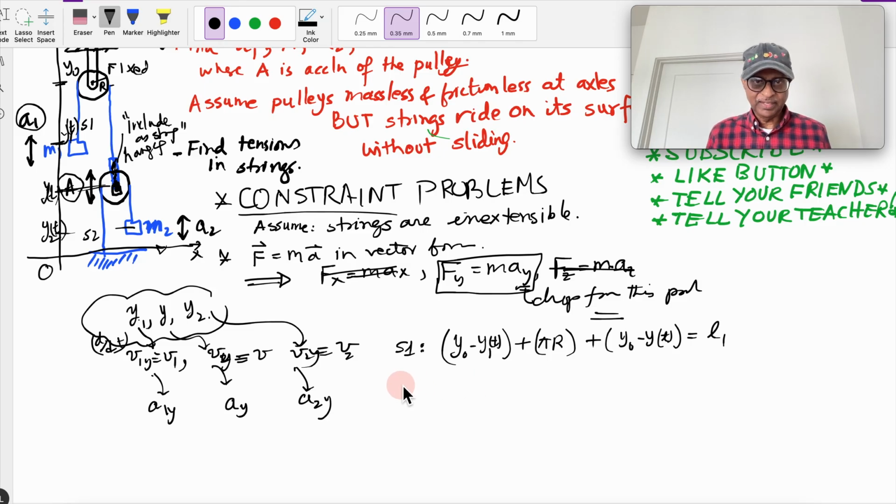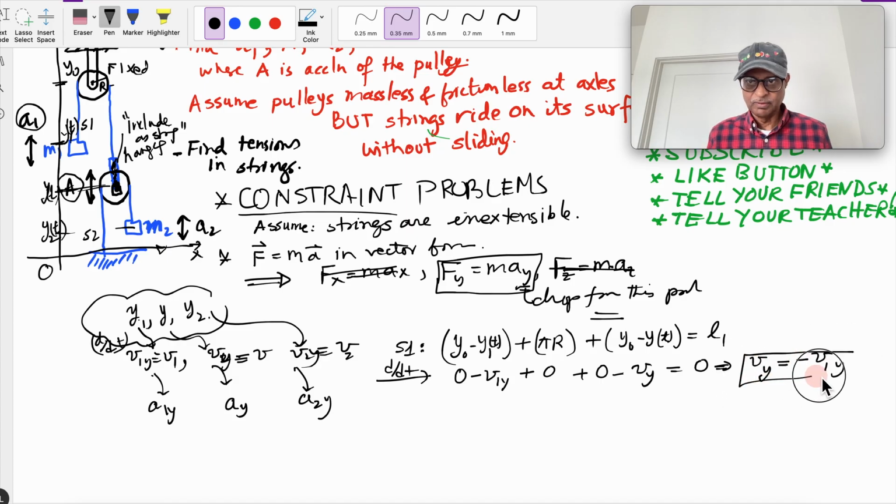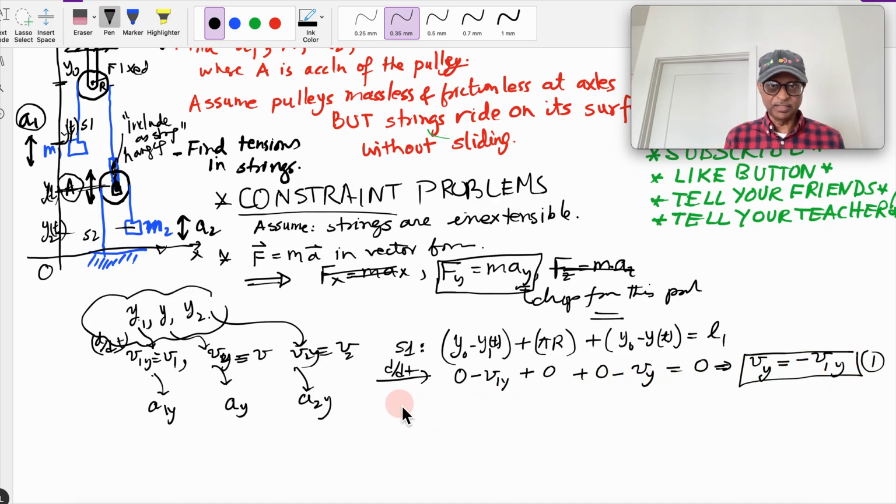Of course, if I take its d/dt, then it's going to be minus v1y, this is 0, plus 0, plus 0, minus vy, equal to 0. So this is just telling me vy is equal to minus v1y. So their velocities are related. Take a d/dt again. So this one gives me ay.